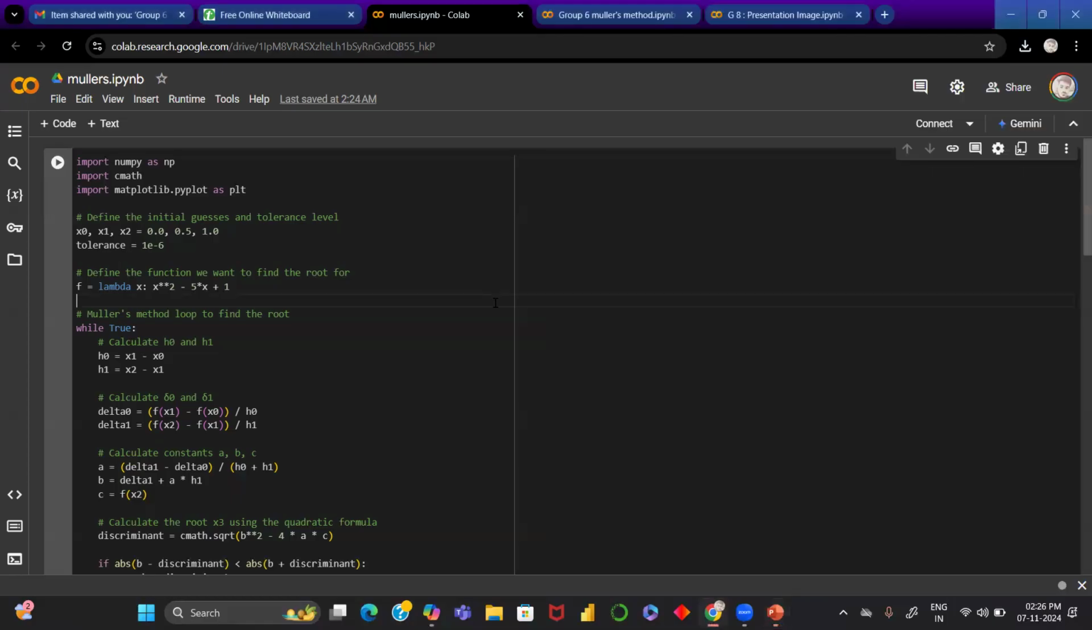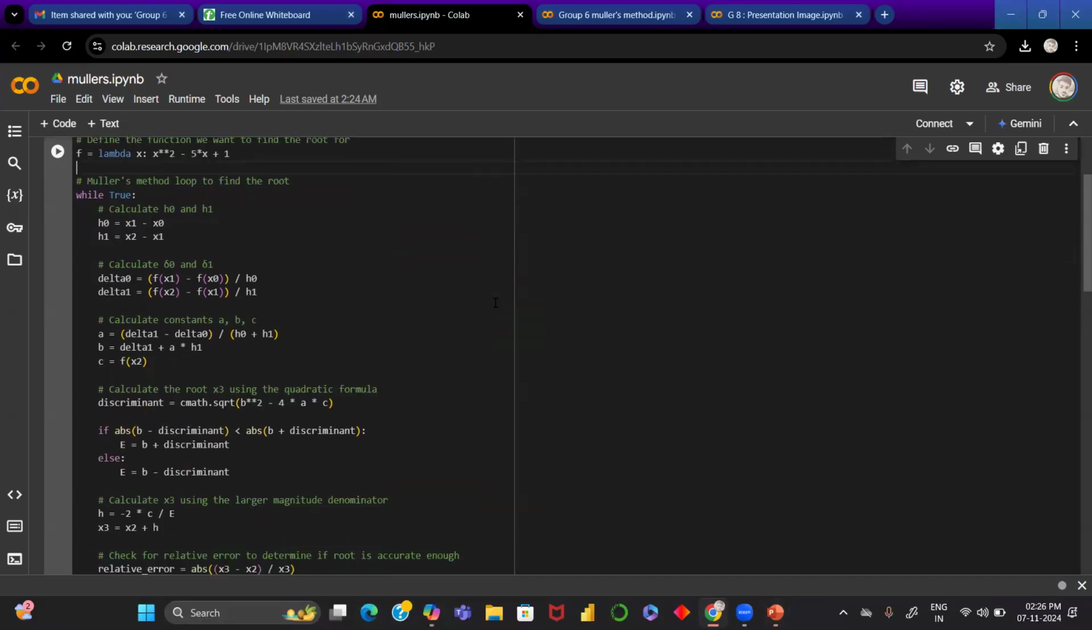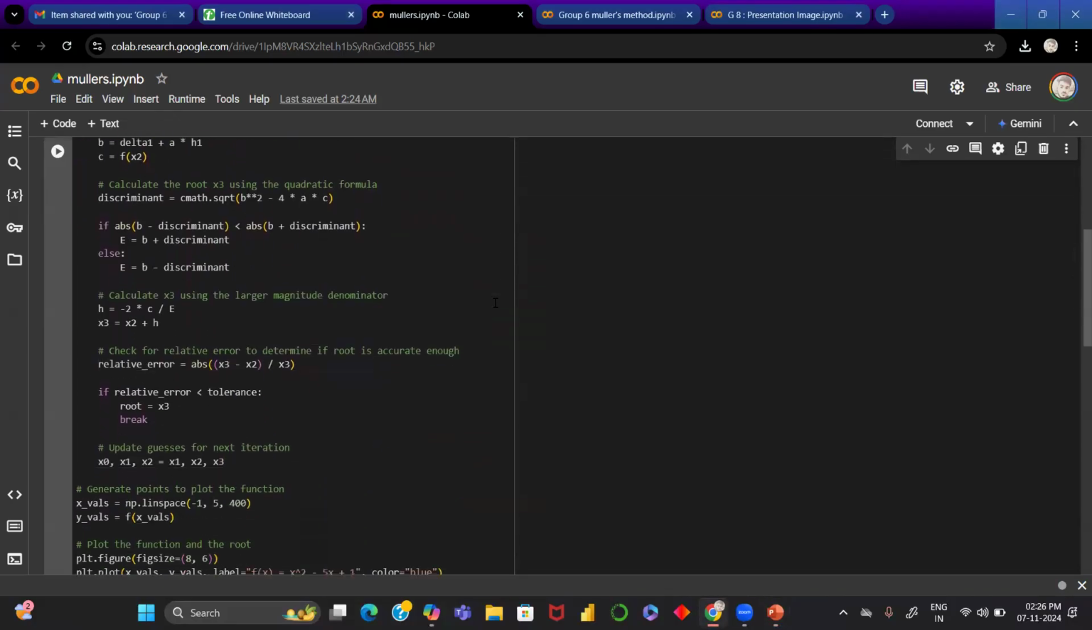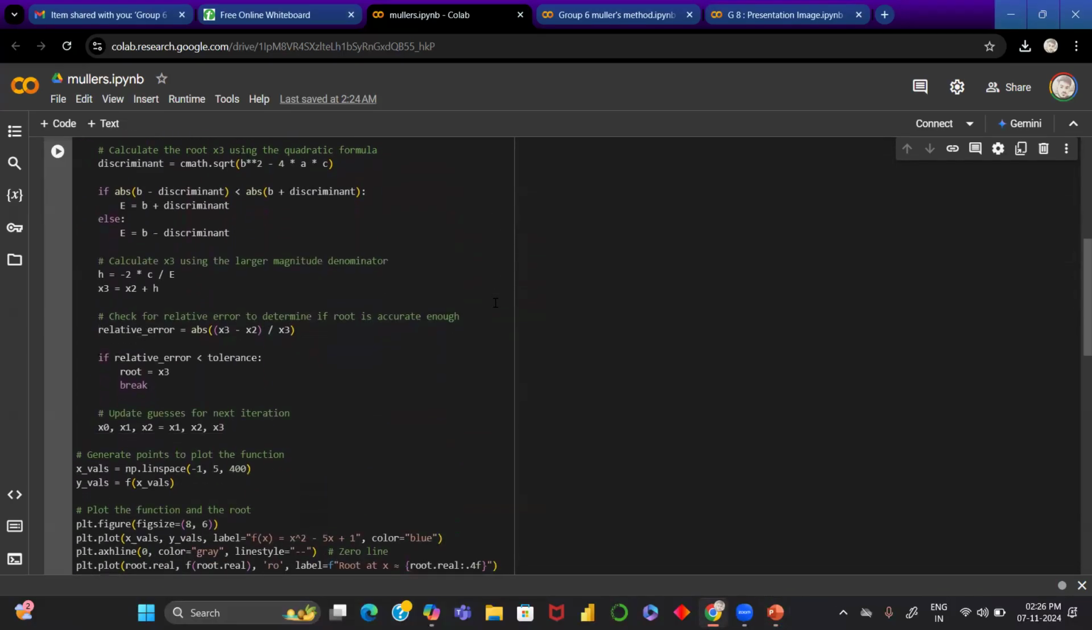Based on this, we will calculate the coefficients of the quadratic polynomial ABC, which passes through x0, x1, and x2. After that, we will calculate the discriminant using the square root function. It has two possible values, that is equal to b plus discriminant and b minus discriminant.